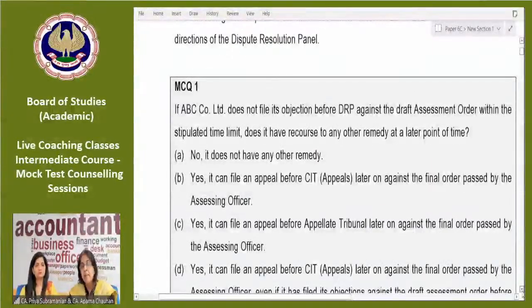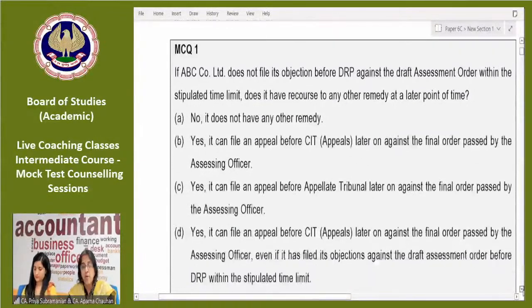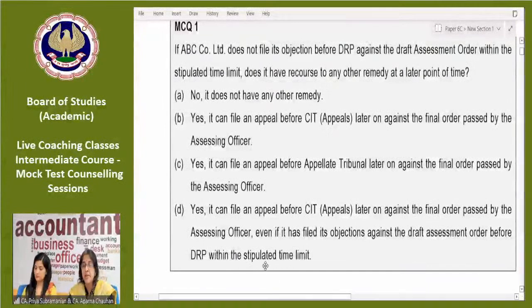Yes, it can file an appeal before the appellate tribunal later on against the final order passed by the assessing officer. Yes, it can file an appeal before the CIT appeals later on against the final order, even if it has filed objections against the draft assessment order before the DRP within the stipulated limit.